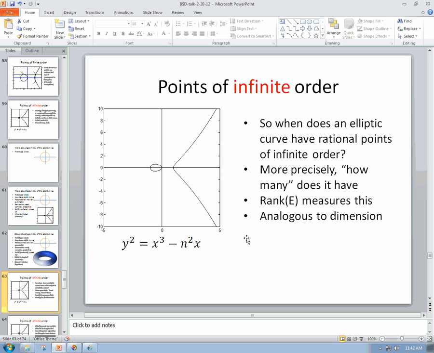It's not absolutely necessary for the congruent number problem, but it's necessary to talk about the full version of Birch and Swinnerton-Dyer.